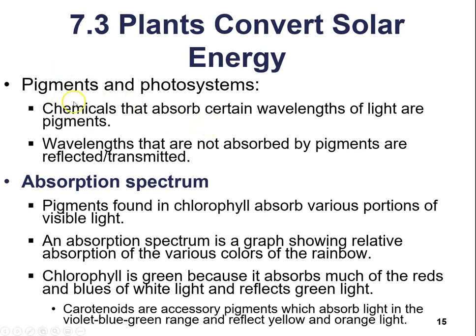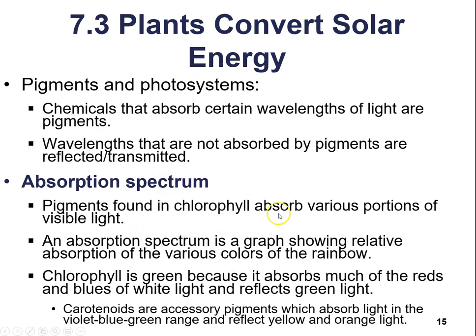Let's just talk about pigments in general. So these are chemicals that absorb certain wavelengths of light, and they also reflect certain wavelengths of light, okay? So a pigment will absorb some wavelengths of light, but then it will reflect others. And so basically what you can do is you can make an absorption spectrum or look at an absorption spectrum of a particular pigment, right? It'll basically show you what wavelengths of light are absorbed by that particular type of pigment, okay?